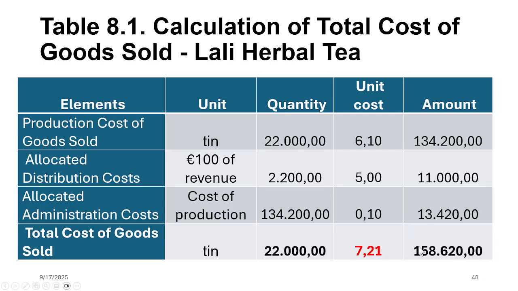The total amount is the total of the production cost of goods sold, the indirect cost for distribution, and the indirect cost for administration, and you calculate the unit cost of goods sold for Lally Herbal Tea, which is 7.21. It equals the total amount divided by the total quantity.